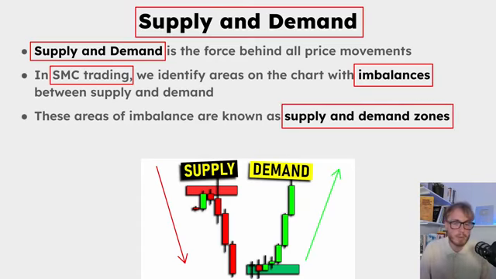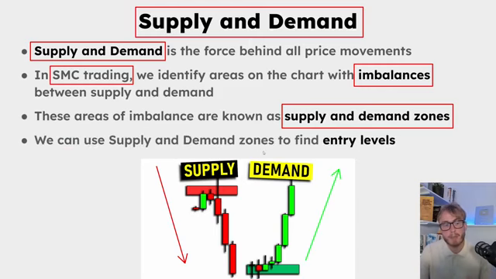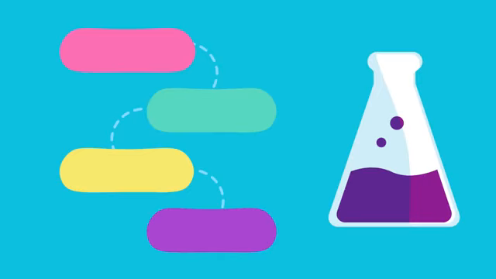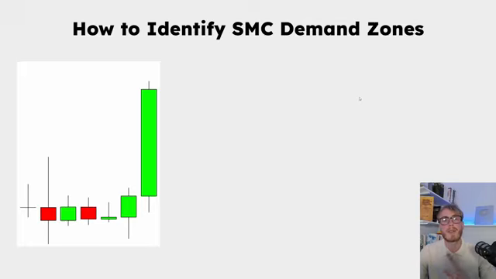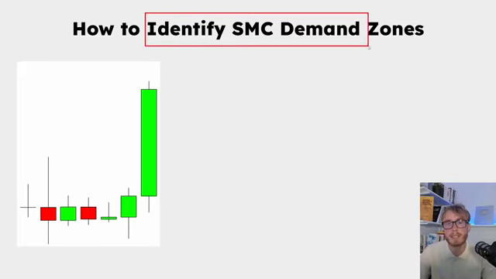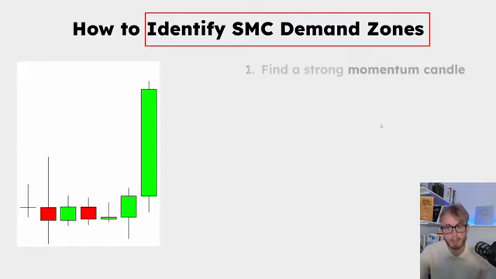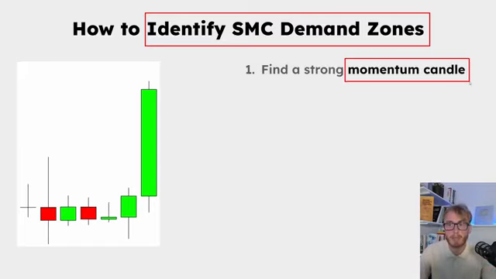And why do we need to be able to identify supply and demand zones? Well, we can use these supply and demand zones to find entry levels in the market. So next, we will take a look at a step-by-step formula on how to identify supply and demand zones. Let's begin by taking a look at how to identify smart money concepts demand zones. The formula for this is pretty simple. Step number one is that we need to find a strong momentum candle.